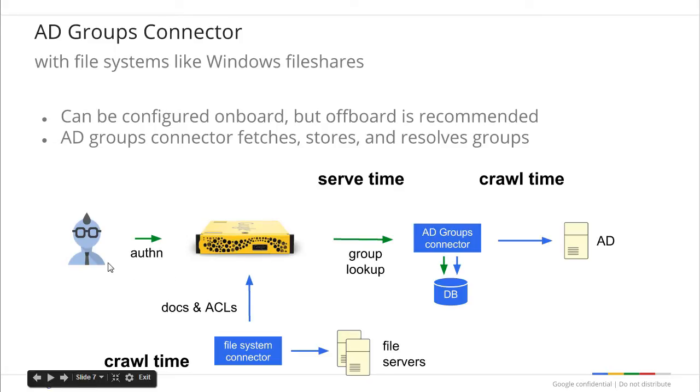And then at serve time, the user will run a query. The GSA will identify and authenticate the user. It will send the user's identity to the groups connector. The connector will return the list of groups that the user is allowed to be in. And then the GSA will use the ACLs to see which groups are allowed to see which documents.